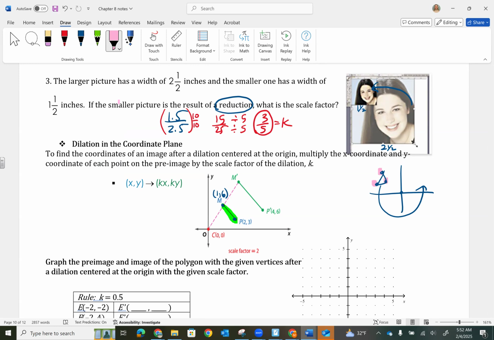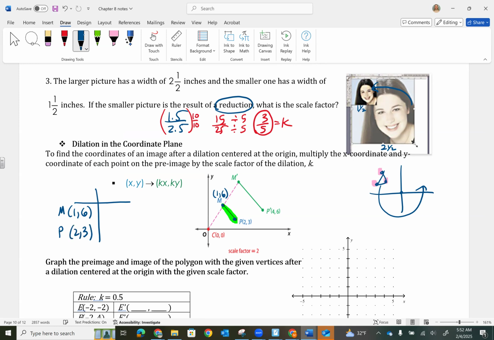Okay, watch this cool move. If I start with the points 1, 6 and 2, 3. You remember we had a table. These are my pre-image points. That's point M, and this is point P, and you got 2, 3.